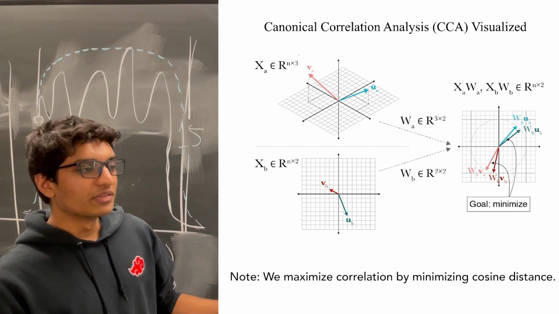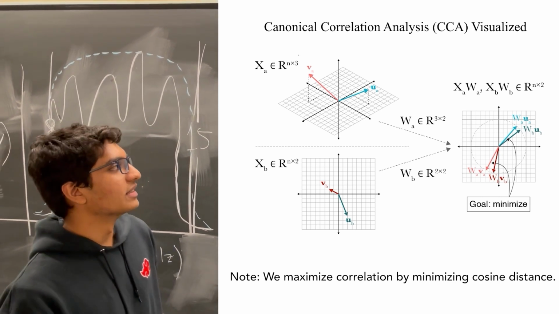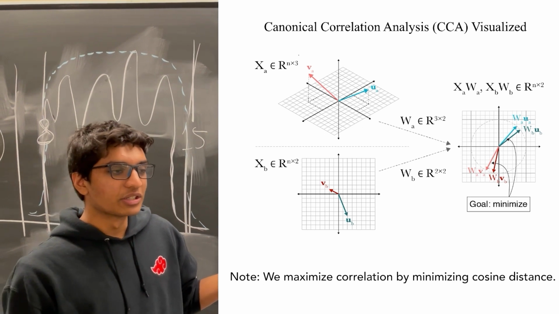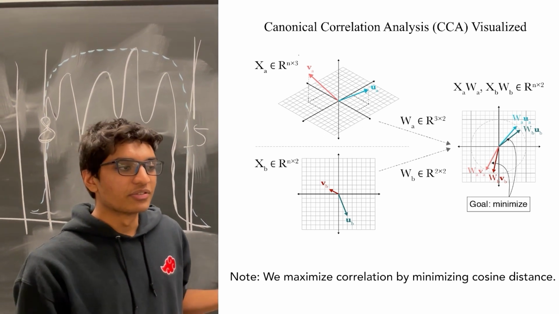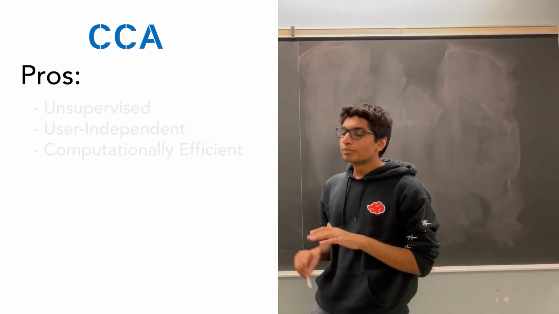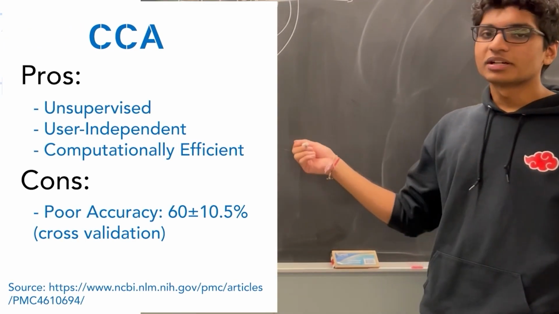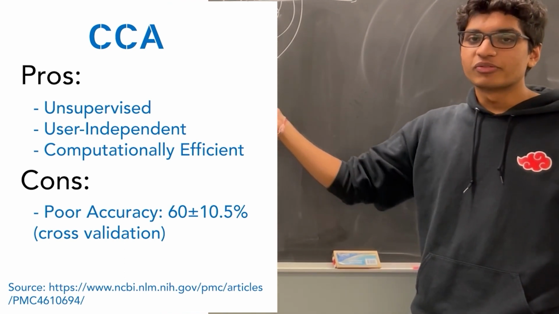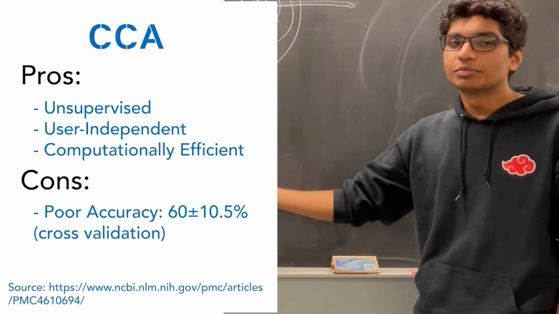In our case, one of these matrices is the EEG signals, and the other are reference signals that are traditionally chosen as sine waves of the particular frequencies that you're studying. In our in-house testing, CCA had poor accuracy. The question now remains, how do we better use CCA and get more performance without requiring a supervised model?